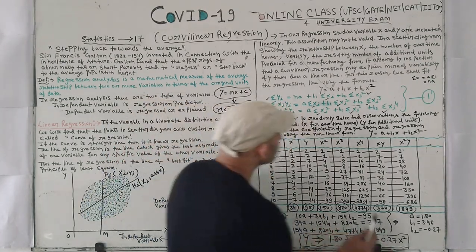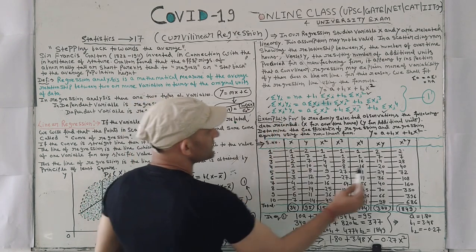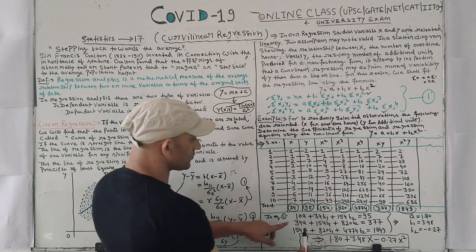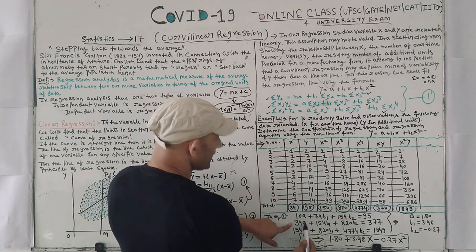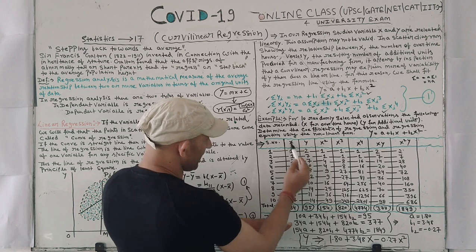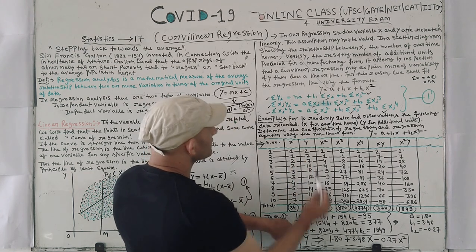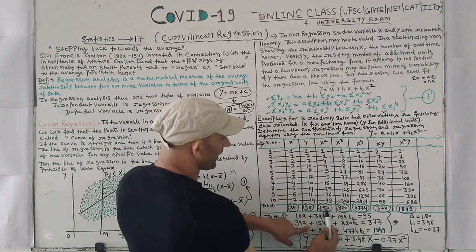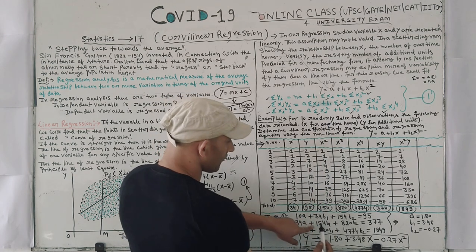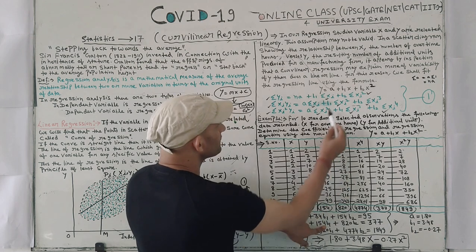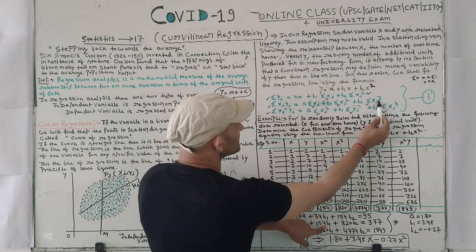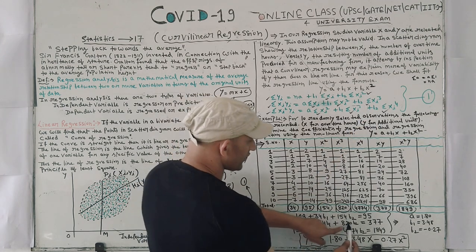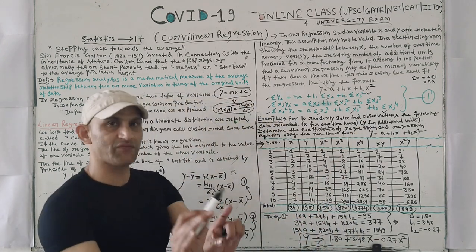Now again sigma xi yi. Sigma xi yi is equal to 377. 377 is equal to a times sigma xi. Sigma xi is equal to 34, so 34a. Then b1 sigma xi whole square. Sigma xi whole square is 154, so 154 b1. Then b2 sigma xi whole cube. Sigma xi whole cube is 820, so 820 b2. So the second equation we have done.